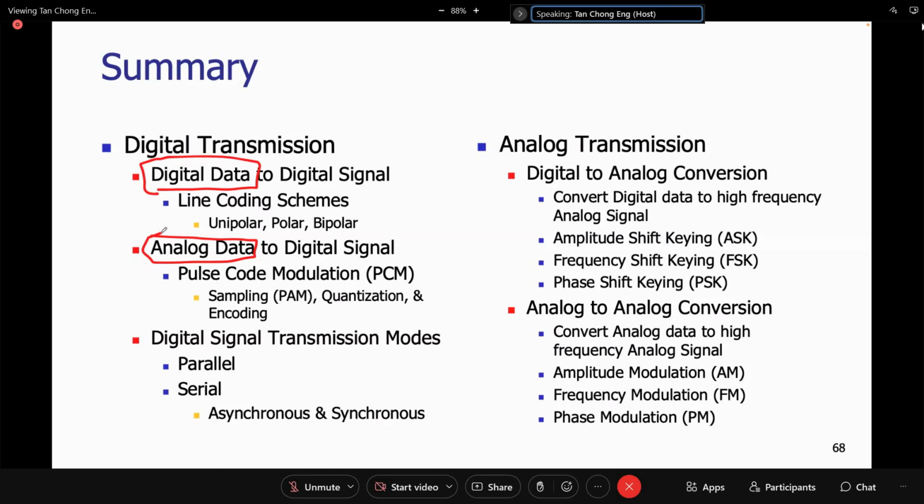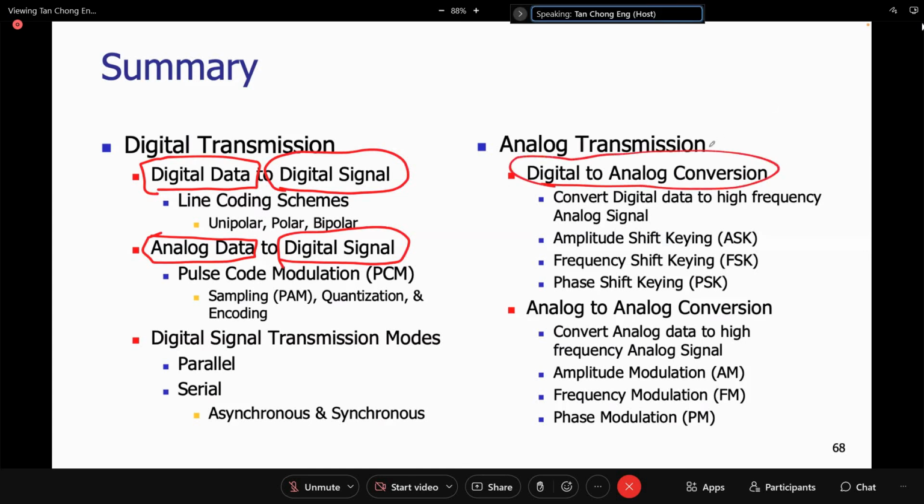In order for you to send digital data and analog data over the internet, there are several processes that you have to carry out. First, because you want to send through the internet, and the internet is actually a digital network, you convert them into a digital signal. Then after that, from digital signal, you do digital to analog conversion.